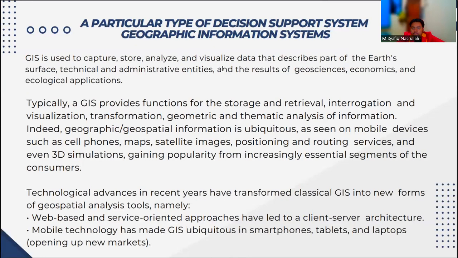Particular type of decision support system, GIS. Typically, a GIS provides functions for storage and retrieval, triangulation and visualization, transformation, and geometric and thematic analysis of information. Geospatial information is obvious, as seen on mobile devices such as cell phones: maps, satellite images, positioning and routing services, and even 3D simulation, gaining popularity from an increasingly essential segment of consumers.